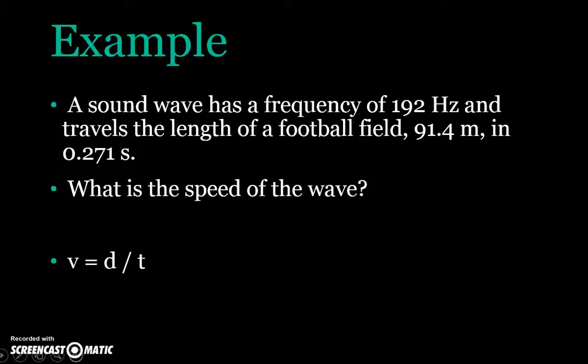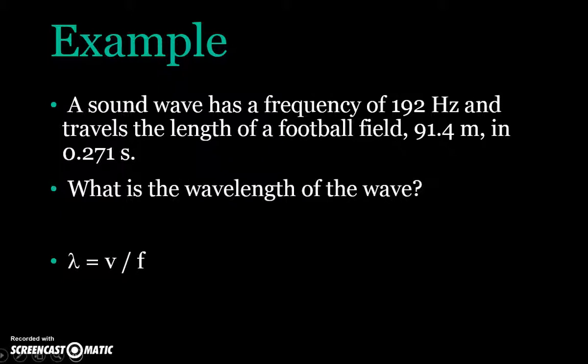Well, in this case, because it doesn't tell you what the wavelength is, we're going to convert back and use the original velocity formula that we discussed all the way back from chapter 2. So V equals D over T. So if you plug in 91.4 and you divide that by 0.271, because that's distance over time, you should get roughly about 337.27 meters per second. And that's about the right speed if we're talking about a sound wave that's traveling through the air.